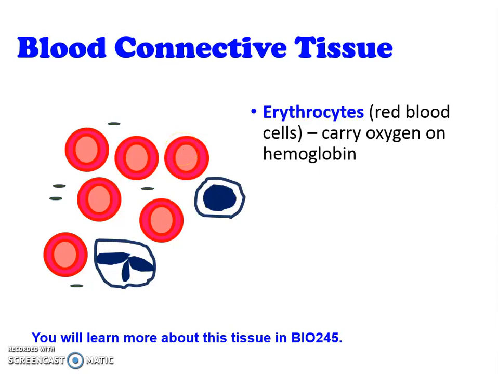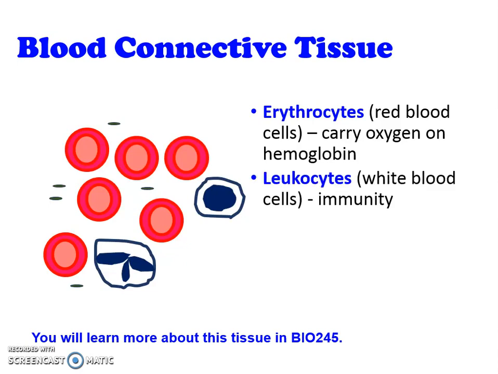Now most of the cells that you're going to find in blood connective tissue are erythrocytes. You probably learned them as red blood cells when you were taking your 5th grade health class, but please refer to them by their proper term as erythrocytes. And erythrocytes are responsible for carrying oxygen using this red protein that contains iron that we call hemoglobin. Leukocytes, or what you probably learned as white blood cells, these are way less common.